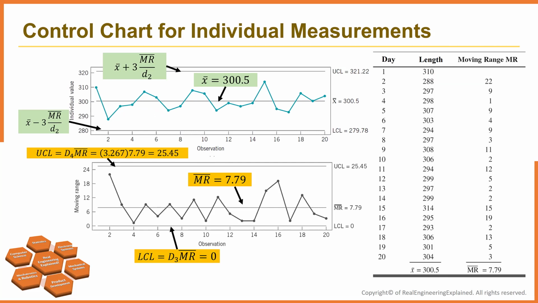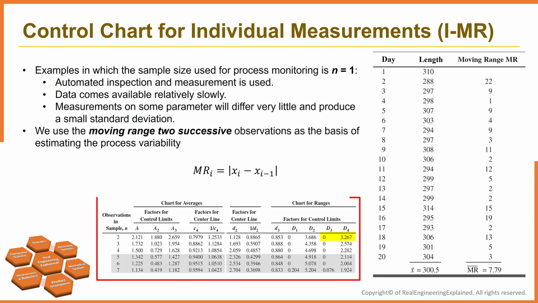To set up the moving range chart, we need to find the upper and lower control limits. So we need D3 and D4. To find D3 and D4, we need to use this table. In this case, D3 is 0 and D4 is 3.267 for n equal to 2, because we are using the difference of 2 successive observations.